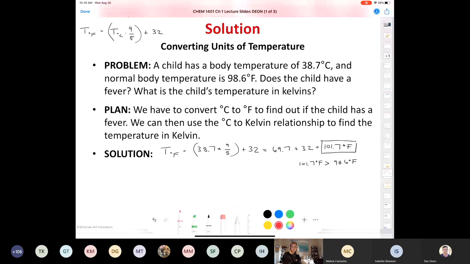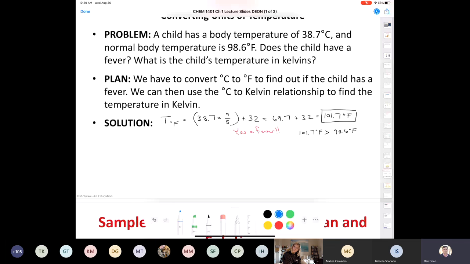And so now we want to convert that child's temperature into Kelvin. And I think the easiest way to do that is to use a formula that was on the previous slide, which is the temperature in Kelvin is equal to the temperature in degrees Celsius plus 273.15. And so we're going to put in 38.7 degrees Celsius plus 273.15. And we end up with 311.8 Kelvin. Comme ça, as they say in French.